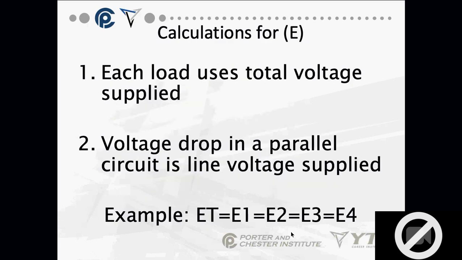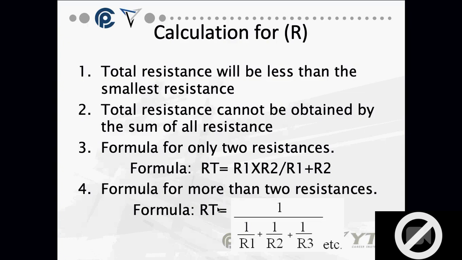Each load in a parallel circuit uses the total voltage supplied. The voltage drop in a parallel circuit is the line voltage supplied. In other words, every device is getting the total voltage for the circuit. The resistance is less than the smallest resistance. The total resistance cannot be obtained by adding it all together.